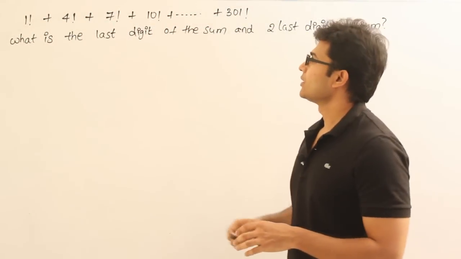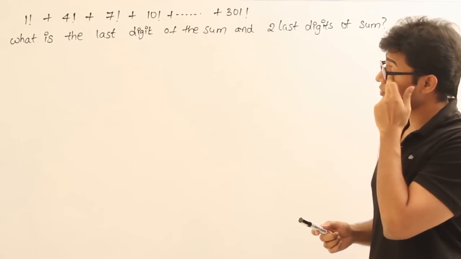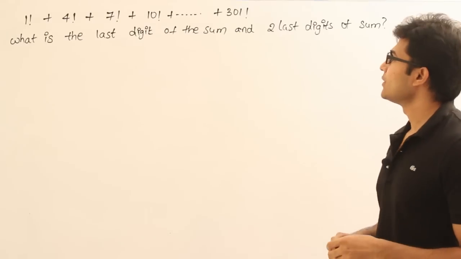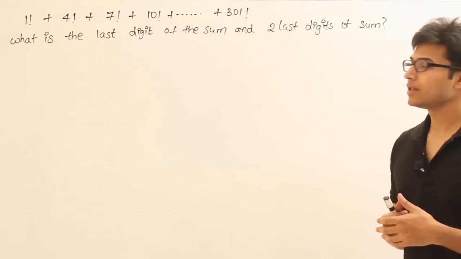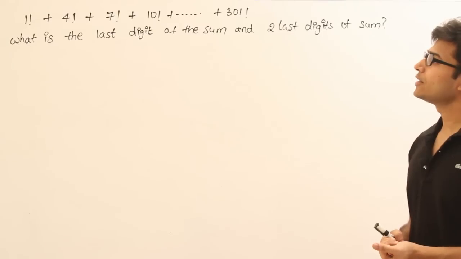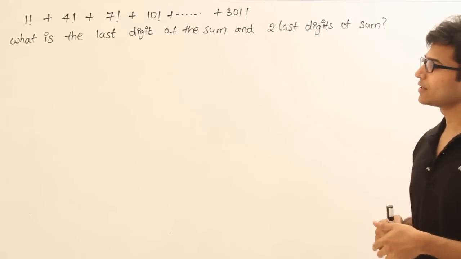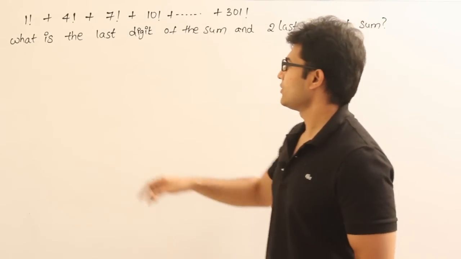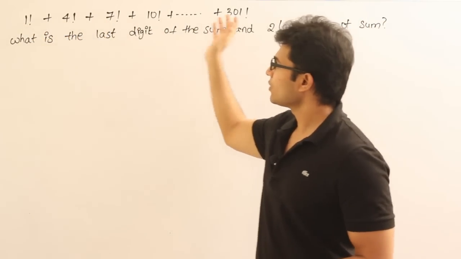Now see this, given this sequence: 1 factorial plus 4 factorial plus 7 factorial plus 10 factorial, and so on till 301 factorial. That is the sequence given, and if you observe them, they are kind of in AP. I mean, the numbers are not actually in AP, but the difference is 3. If you find out the actual numbers, they will not be in AP, but 1, 4, 7, 10 are in AP.